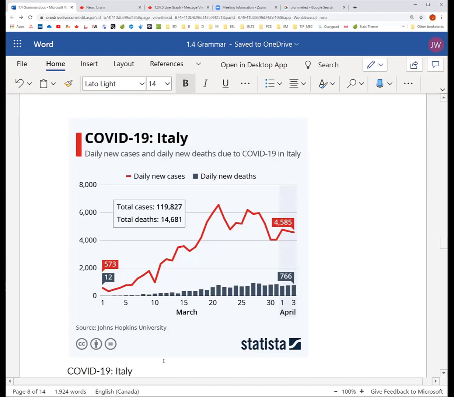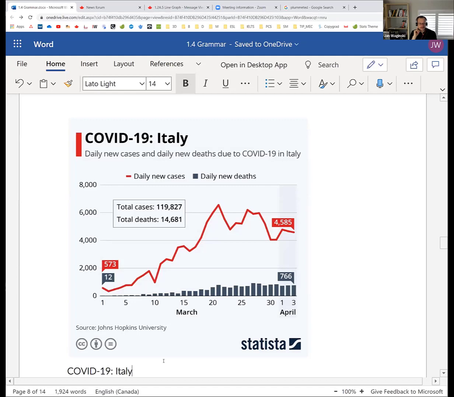But if today is the 3rd, then it would say the number of cases has reached 4,500 today. So it's present perfect, has increased. If today were the 3rd of April, yeah. Otherwise, it's all in the past. That's correct. Okay, thank you.